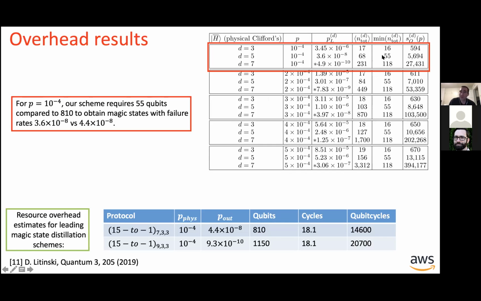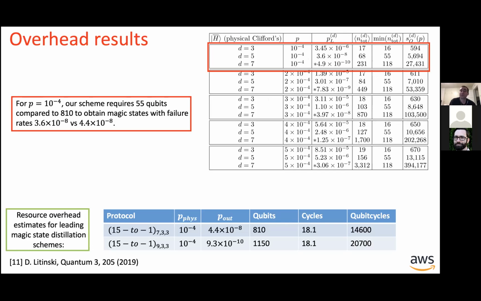For example, 55 qubits to get magic states with error rates of 10^-8, I think that's something that we could use in near-term quantum computers that are currently being built. And so I think that these kinds of schemes offer a lot of potential for doing computation with near-term quantum devices.